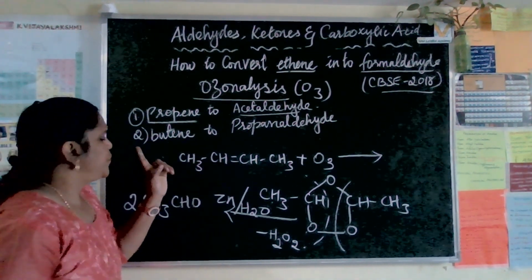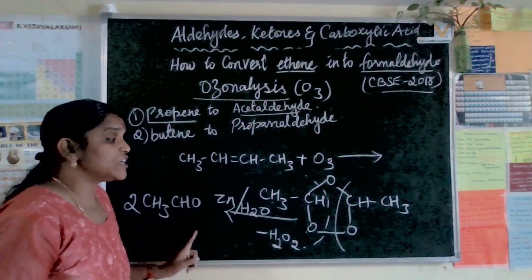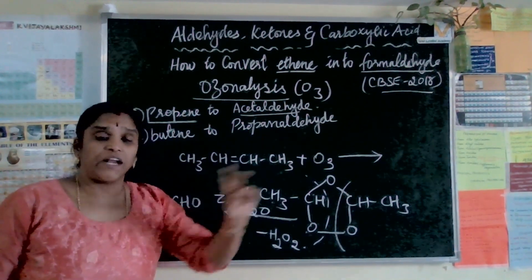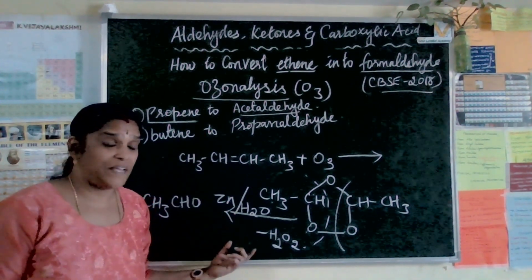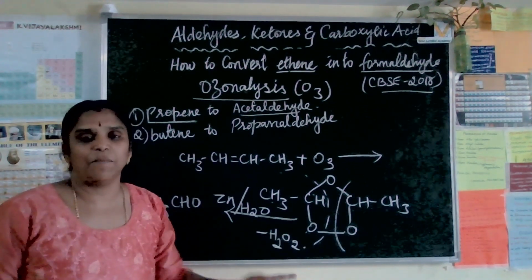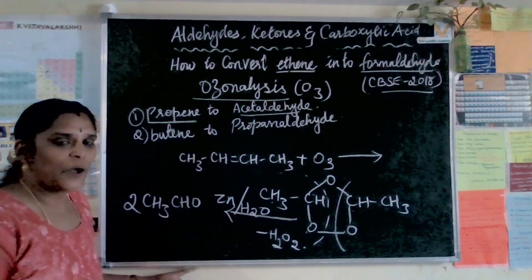So 1-butene is converted into propanaldehyde, and 2-butene is converted into acetaldehyde. There are two questions there. Please remember where you have to place the double bond. Please remember. Hope you're clear with this.